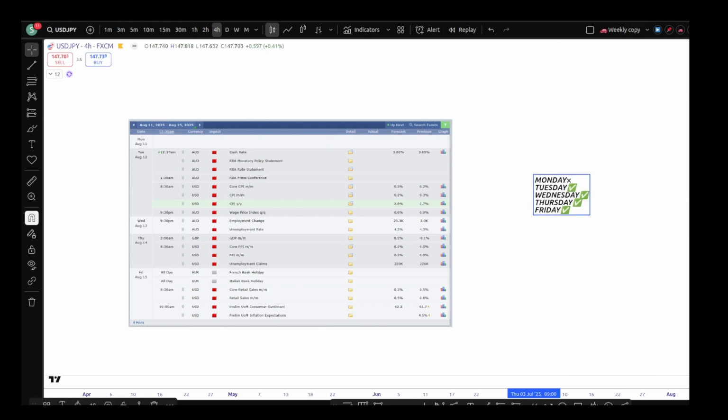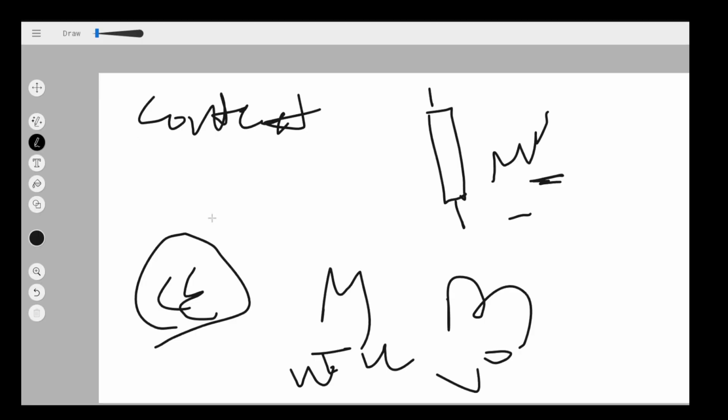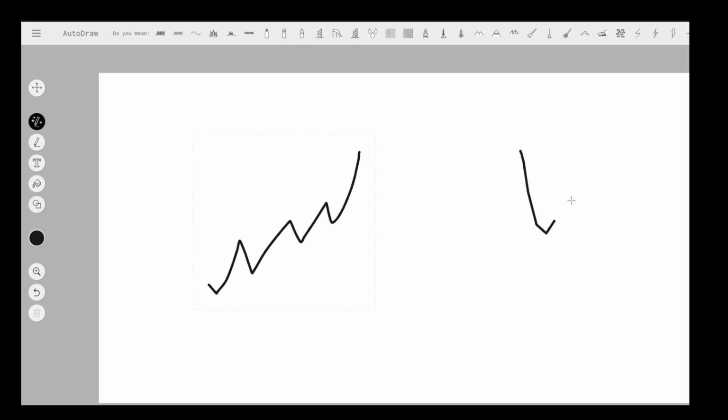And the first one I'm analyzing very quickly is DXY. Why DXY? DXY is inversely correlated with all the foreign pairs, okay? Foreign exchange pairs. Meaning, if the DXY is doing that, all the 7 major Forex pairs will be doing this.